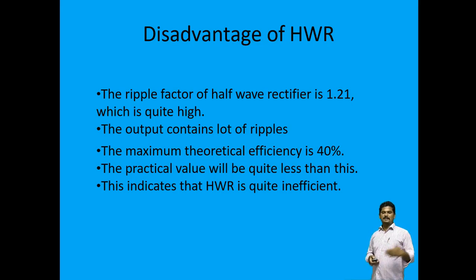As we discussed, the maximum efficiency is only 40%, and the ripple factor is 1.21, which indicates the half wave rectifier is a very inefficient rectifier.